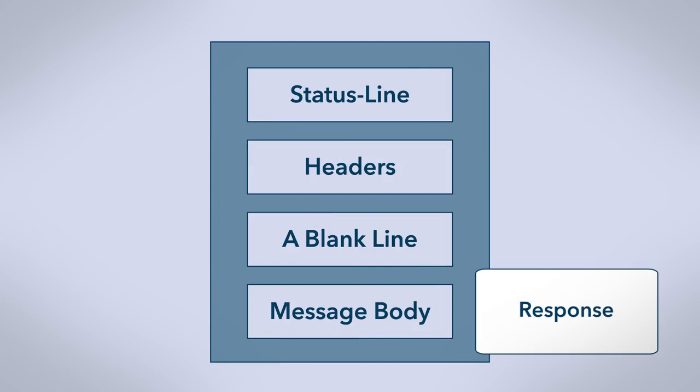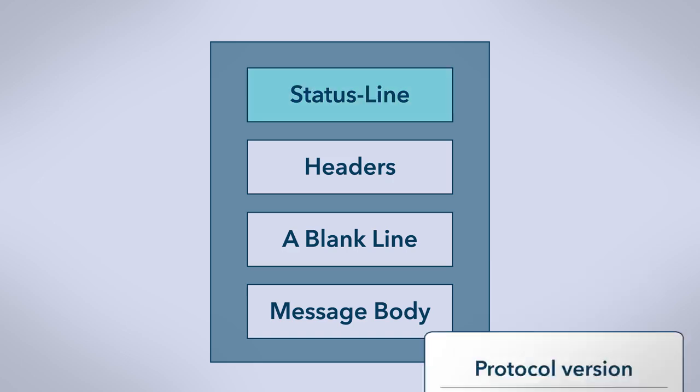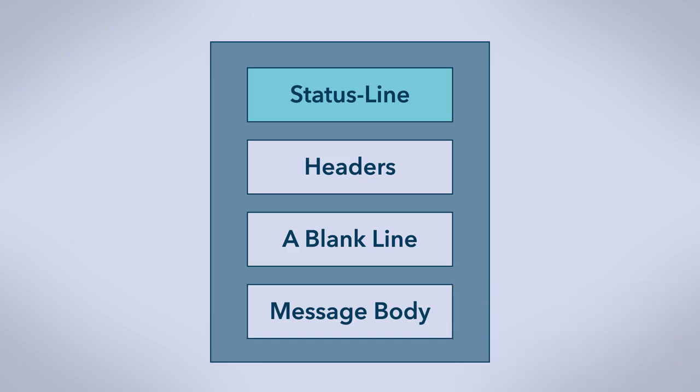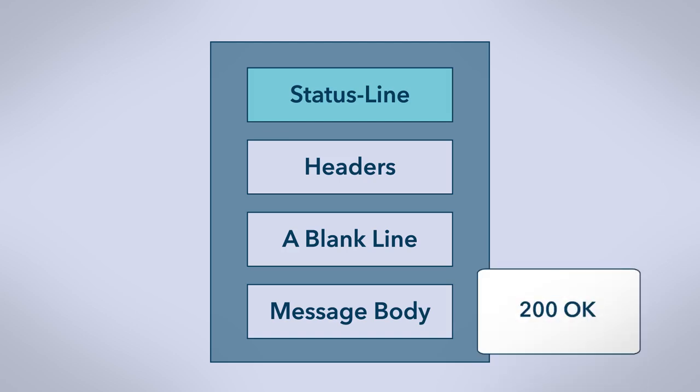A server response consists of a status line, headers, a blank line, and then optionally a message body. The status line includes the protocol version and the HTTP status code, which informs the client the status of the request. There are many possible HTTP status codes, however. If the request has been successfully processed, you will most likely see a status code of 200 OK.